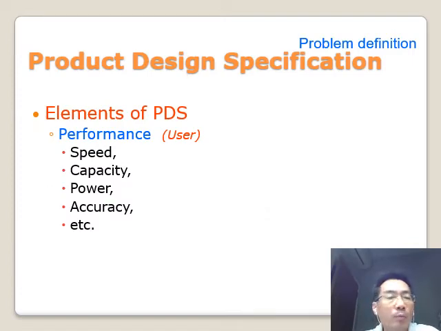Now let's move into the details of a PDS. What is the PDS? How can we define the PDS? Okay, the elements of a PDS, let's say performance. That's from the user. The user may request speed, capacity, power, accuracy, and so on. This is the input from users.